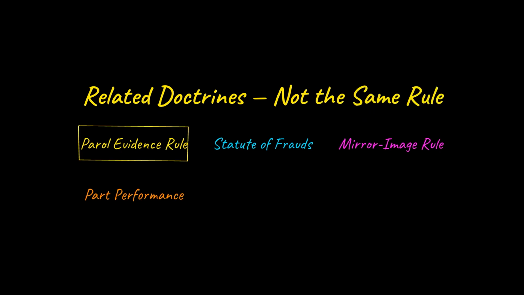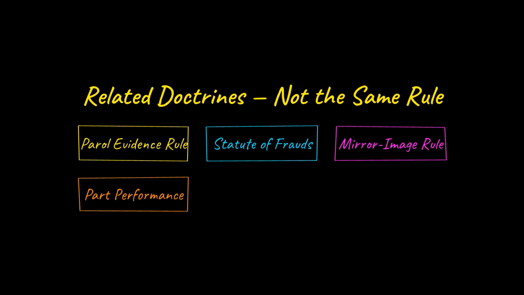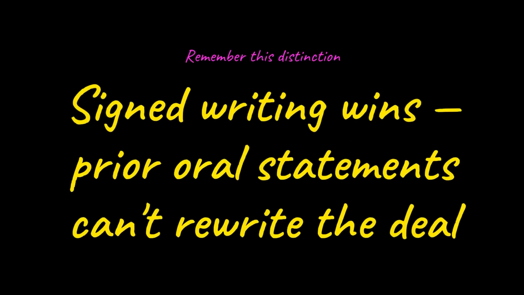Examiners love to test the parole evidence rule against neighboring doctrines. The statute of frauds governs when a writing is required. The mirror image rule controls how acceptances must match offers. Part performance is an equitable exception to the writing requirement. Only the parole evidence rule addresses prior statements contradicting a completed writing. When a fact pattern describes someone trying to use a pre-signing conversation to contradict a final written contract, that is the parole evidence rule at work, protecting the finished document from being undermined by what was said before the ink dried.